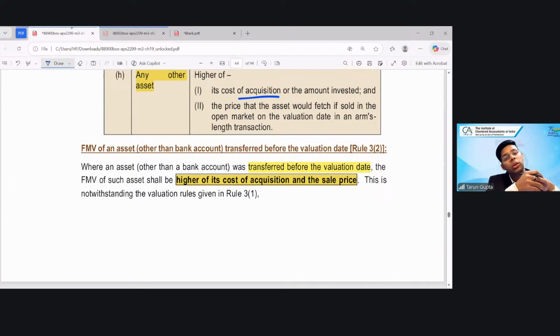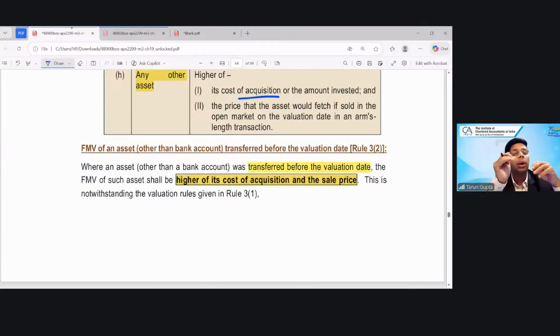Now, A is the book value of all assets except money, jewelry, bullion, shares, security, or immovable property. B is the fair market value of these assets. L is the liability. In liability, we will not include the paid-up capital, the reserves and surplus, except the accumulated depreciation, the contingent liability, and the provision for uncertain liabilities.